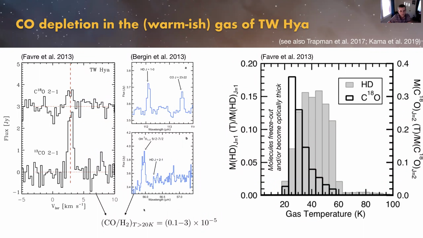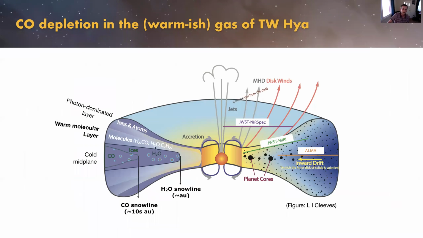You can compare the two and find that the CO is indeed depleted relative to the ISM value by about 1 to 2 orders of magnitude, with a small caveat that you're still not tracing gas that is cooler than 20-something Kelvin. So you're sort of seeing this warm molecular layer here and inferring that the CO is depleted by 2 orders of magnitude.